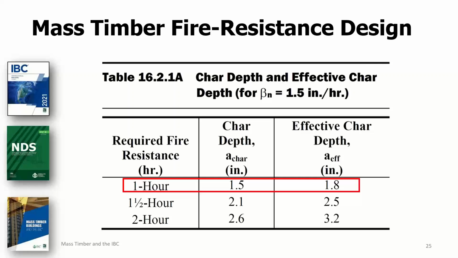So the fire design of exposed wood members is based on effective char depth rather than char depth. But there are some design applications that use values that are in the middle column, the char depth, not the effective char depth, and that's primarily used for protection, say like protection for connections, which I'll talk about in the next portion of this presentation.